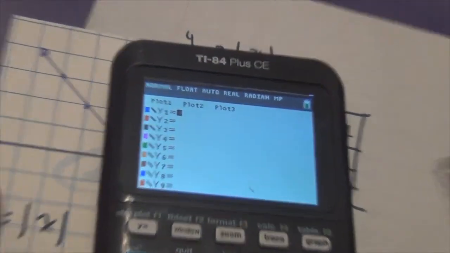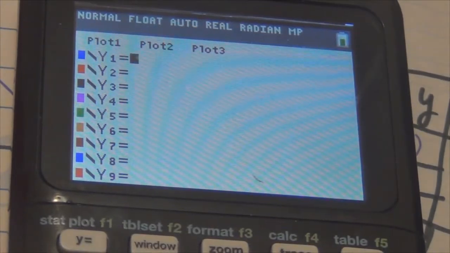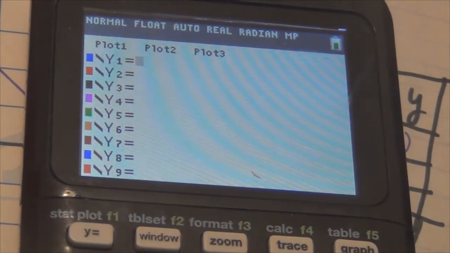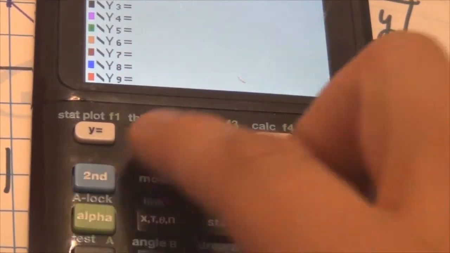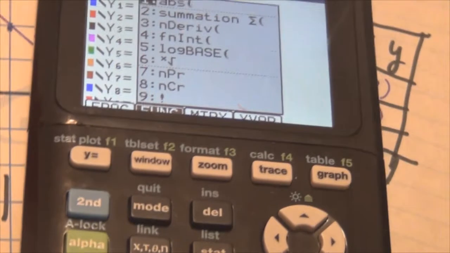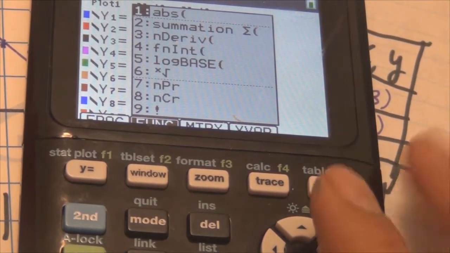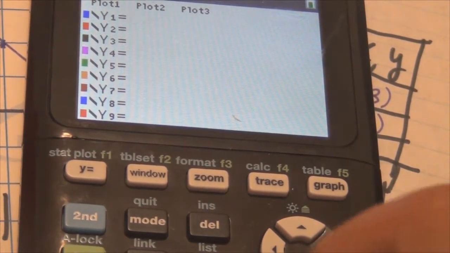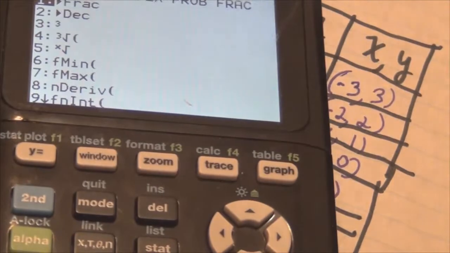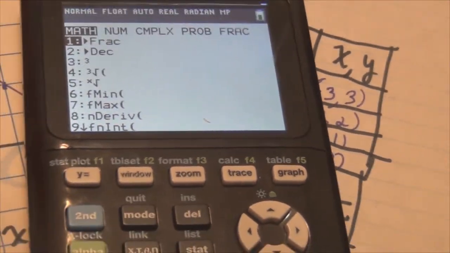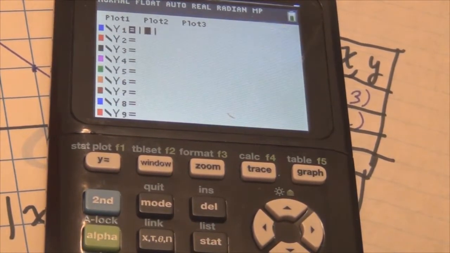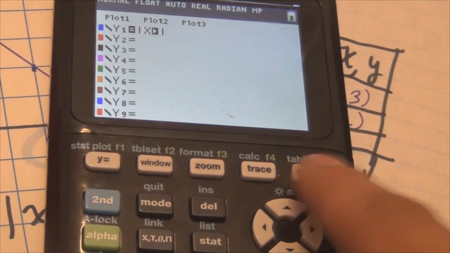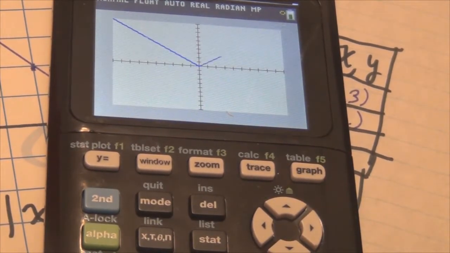And let's graph the absolute value function. So you are going to press alpha window, and you see where it says absolute value. Well, that's on this calculator. On the other ones, I think you press math. And you see the absolute value there. So you enter it. Anyways, the absolute value of x. Let's graph it. Boom. See, it bounces back.